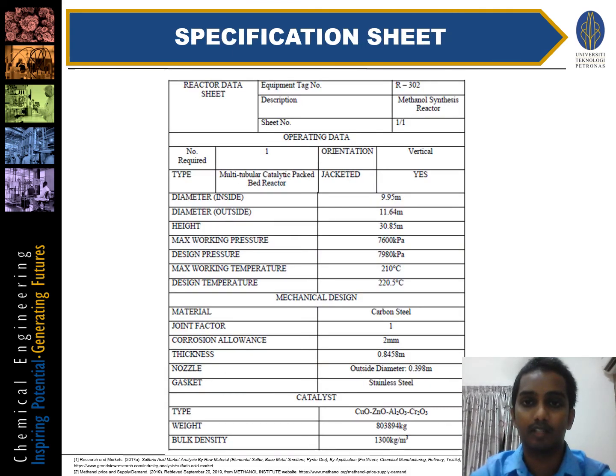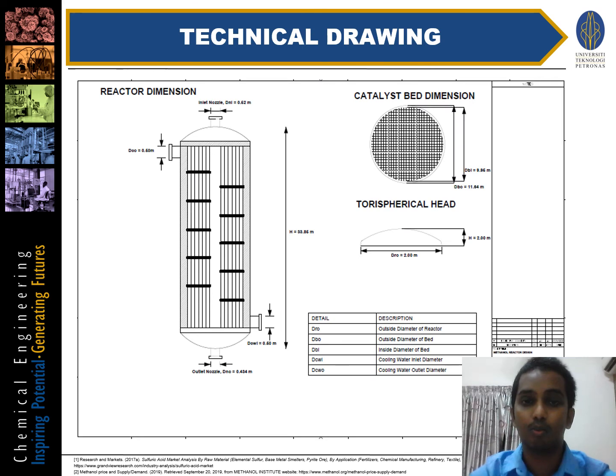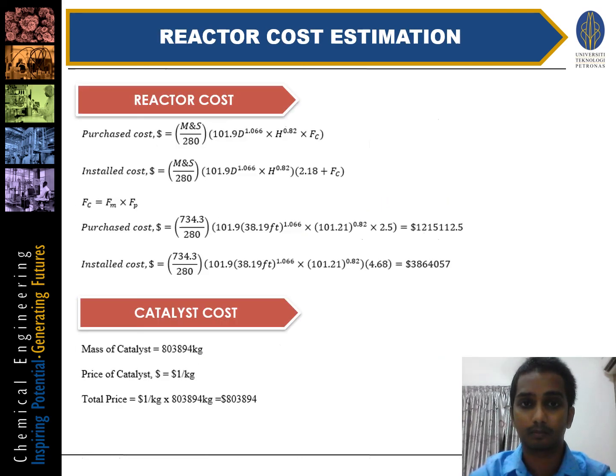As we can see on the specification sheet of reactor R302, it includes its operating data, mechanical design, and the type of catalyst used in this process. Moving on to the technical drawing, AutoCAD software is used to draw the reactor design. In this technical drawing, it includes detailed reactor dimension, catalyst bed dimension, and torus head dimension.